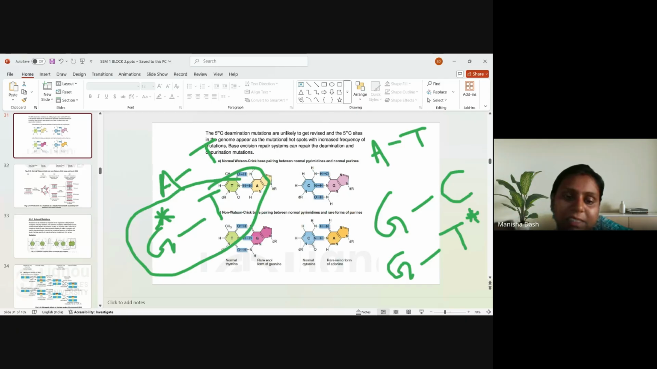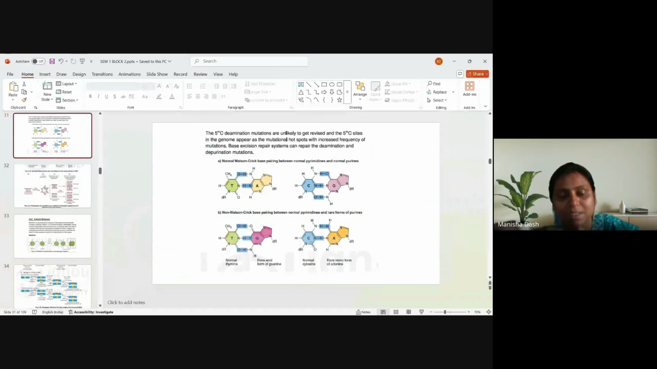This might sound a little bit confusing actually, but if you continuously read it, if you revise it two to three times, then it will be easier for you to understand. A simple thing you have to remember: A should be pairing with thymine, C should be pairing with guanine.